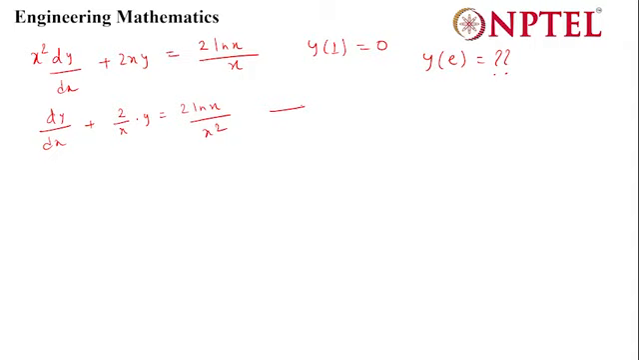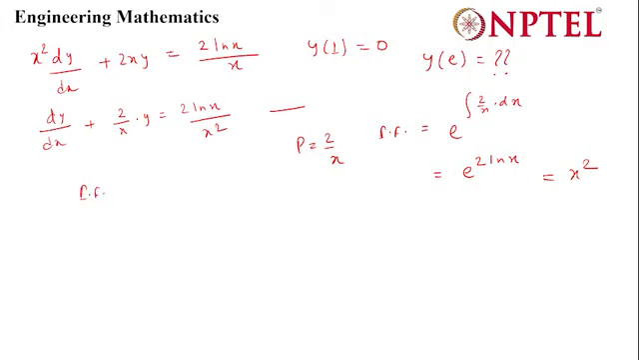This is your linear differential equation. Now p is equal to 2 by x. So the integrating factor will be e to the power integration of 2 by x dx. If you solve this, it will be 2 ln x, which if you solve this, will be x square. Okay? Yes, correct.